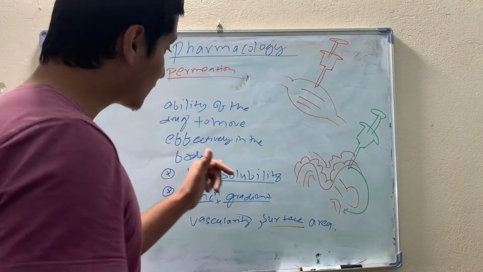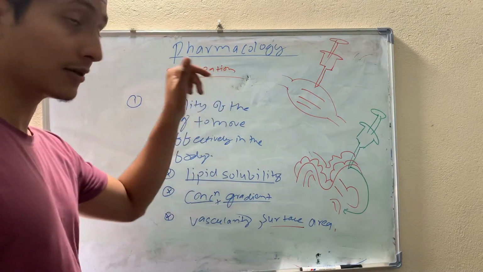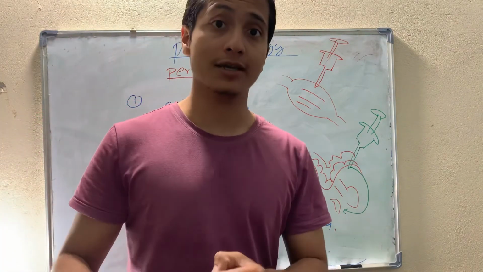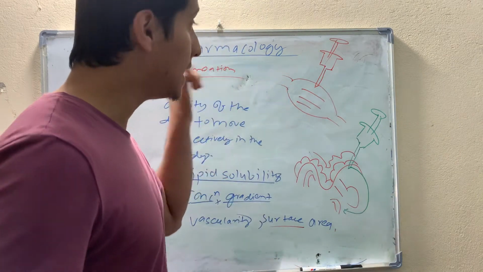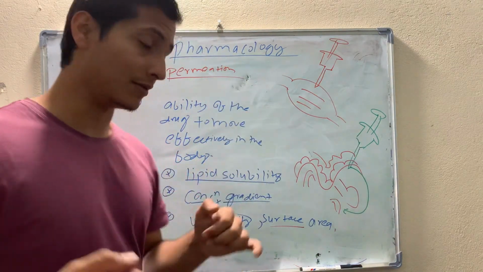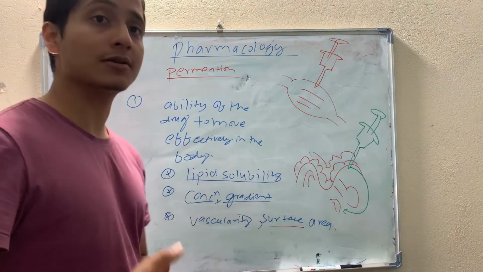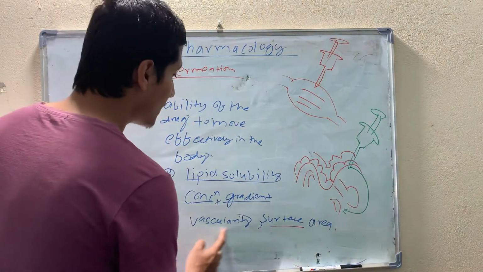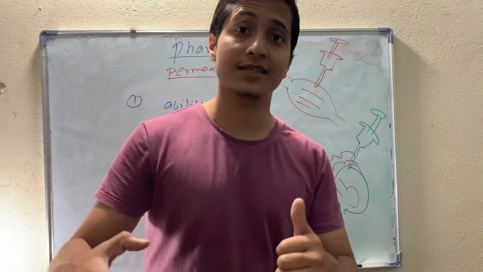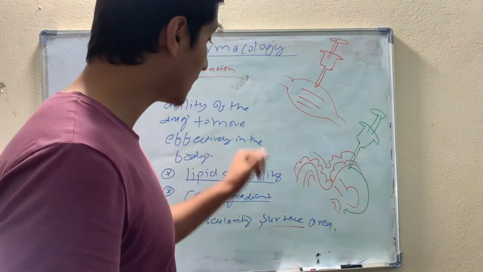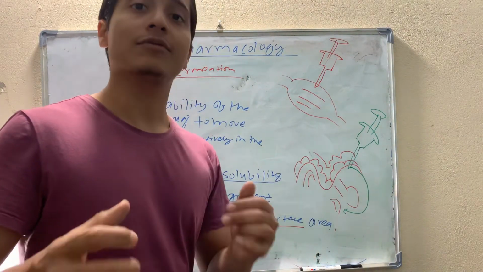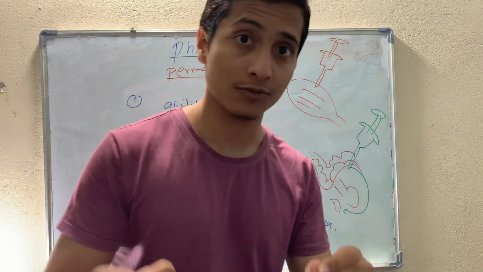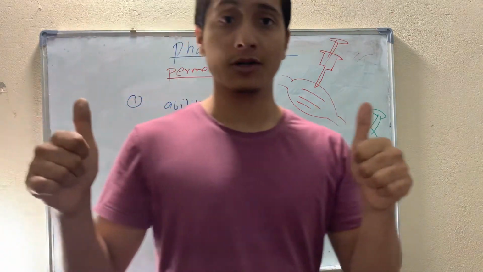So the four important factors that help in permeation of the drug are, first, lipid solubility: the more lipid soluble the drug is, the more easily it can move through the body. Second, concentration gradient: the greater the concentration gradient, the more effectively the drug moves. Third, vascularity: the more vascular the organ, the more effectively the drug moves across the body. And fourth, the more surface area for absorption, the more easily the drug permeates. This is what I wanted to convey in this video.